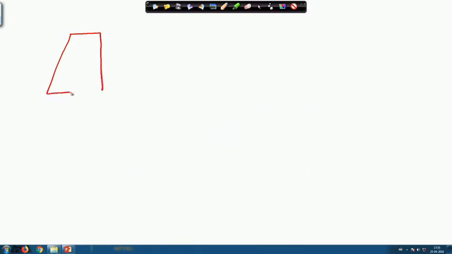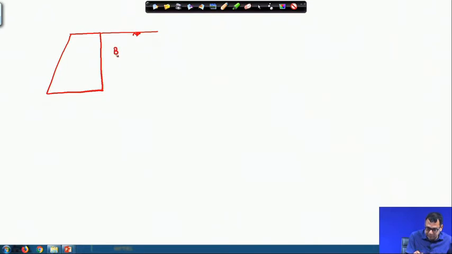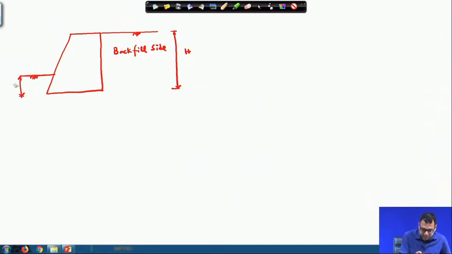So, suppose we have a wall like this, and this is the backfill side. The height of the wall is say h, this is the free side, and this is the foundation below, so this is the d. Fine. This is the backfill, this is the free side, and this is the foundation d. When the wall moves in this direction, there will be a P A acting in this direction. This P A is acting at h by 3 above the base.